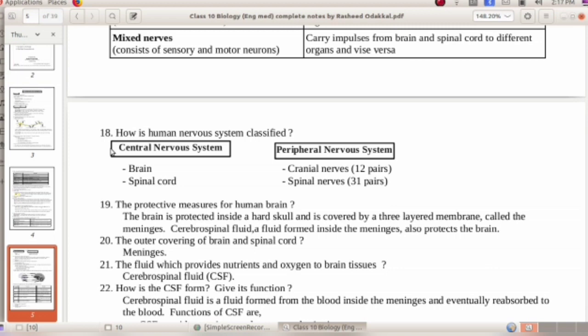Then in the next class we are going to see the structure of brain and spinal cord, and about the peripheral nervous system.